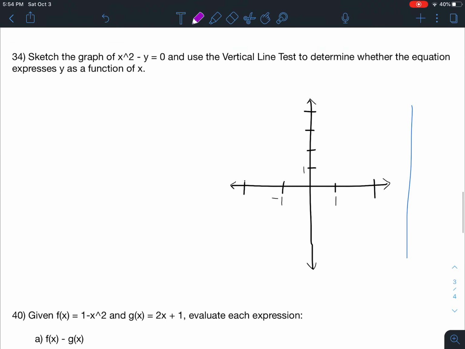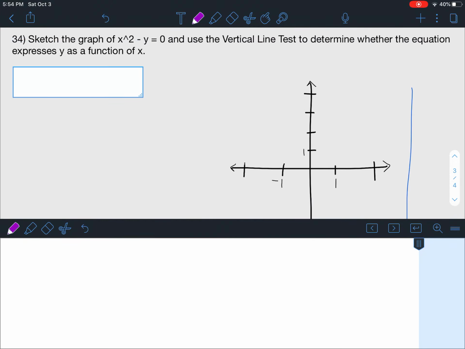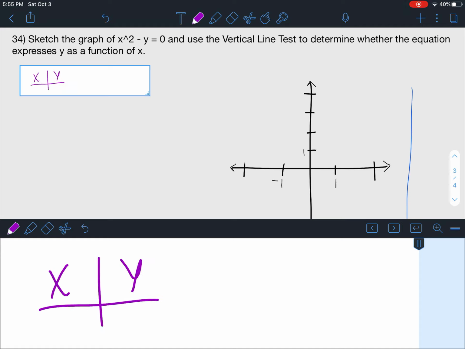Okay, number 34. Sketch the graph of x squared minus y equals 0, and use the vertical line test to determine whether the equation expresses y as a function of x. So this is just another sketching problem. We're going to do the same thing for sketching a parabola as before, except this one doesn't cross the x-axis. It touches it, so we don't need to plot points on both sides of the x-axis. We can just start a table of values here with x and y.